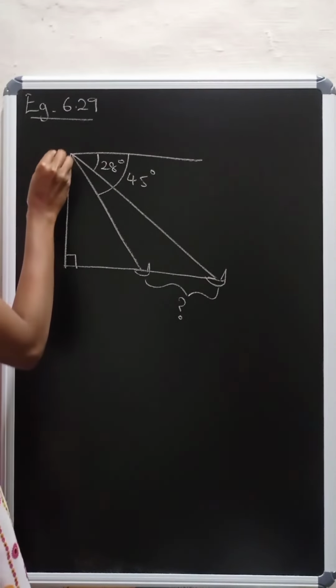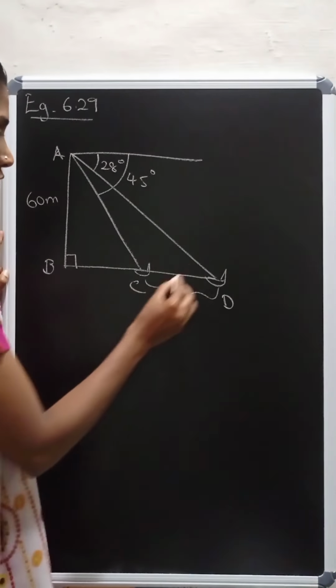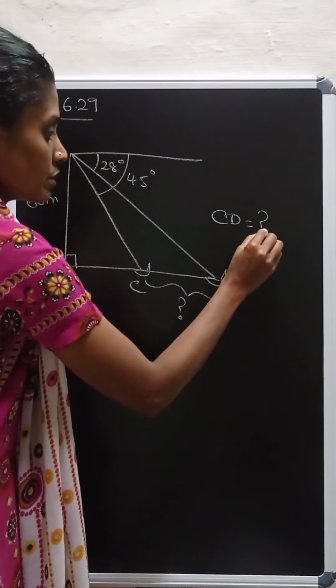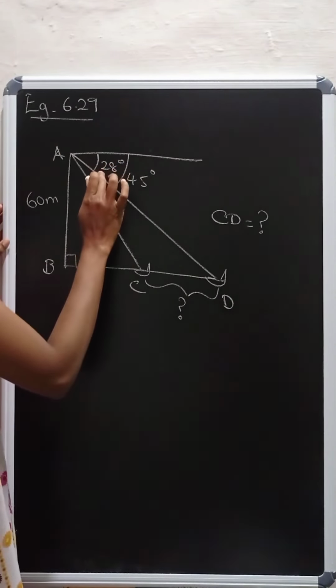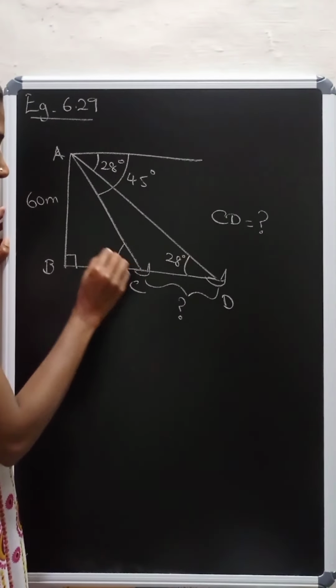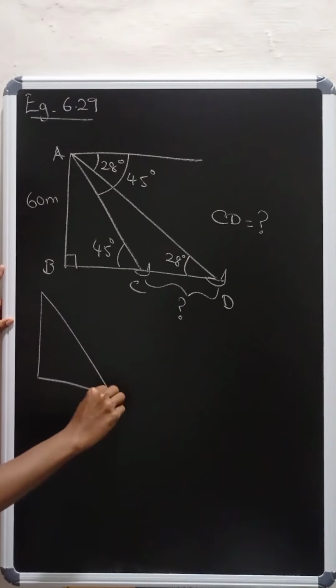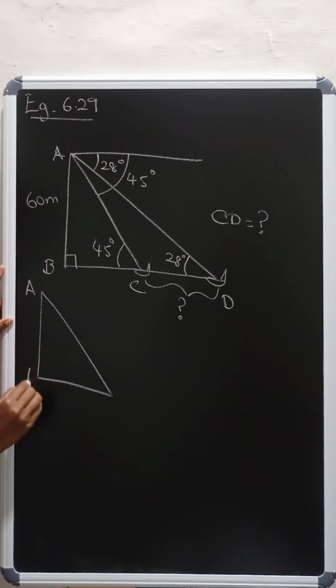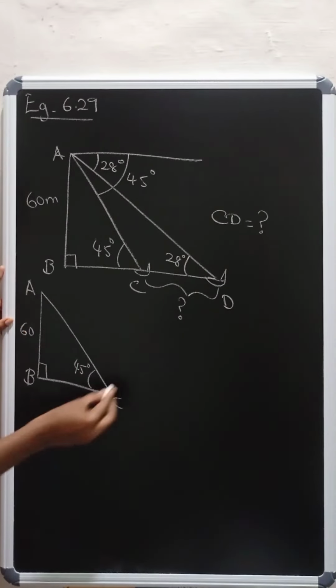I will name this A, B, C, D. So we need to find CD is equal to what? Now we will take it as two triangles. Because this is 28 degrees, we can write here 28 degrees. This is 45 degrees, so here 45 degrees. Now split this into two triangles, A, B, C. Here you have 45 degrees and here you have 60 meters.